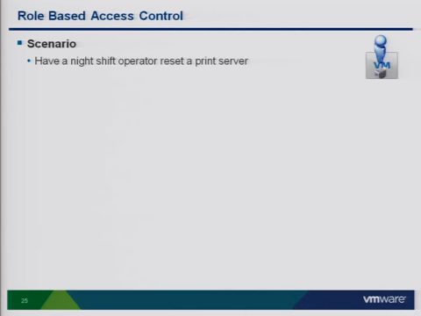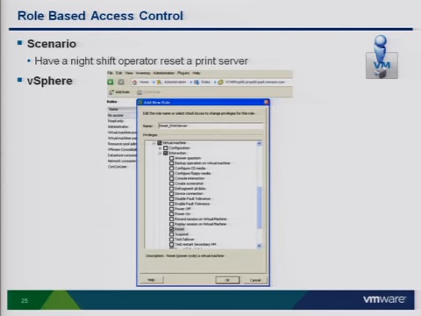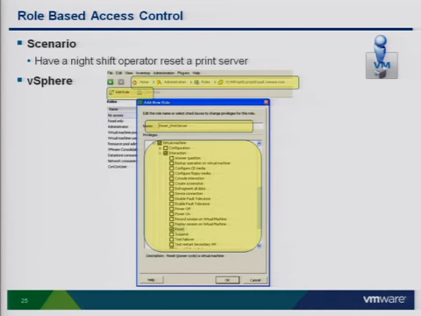So we're going to move those over to the side while we talk about this. vSphere, how do you set it up? Again, real easy. You go to your vCenter, go to Add Roles, and give the role a name. I'm going to call it Reset the Printer. Then it brings up a list of all the rights that you can give this particular role.